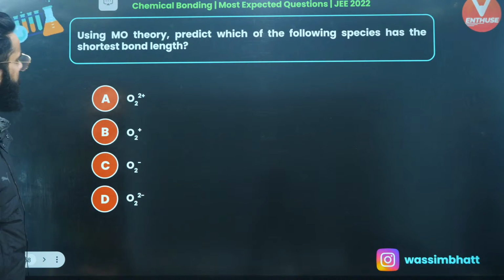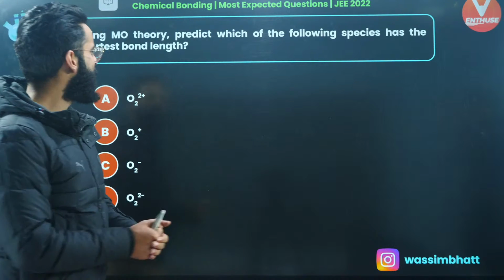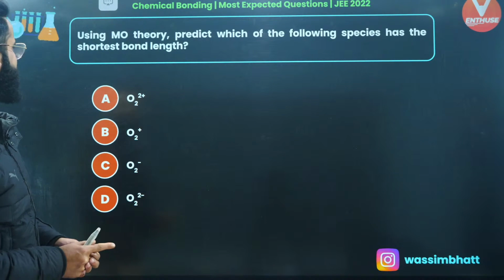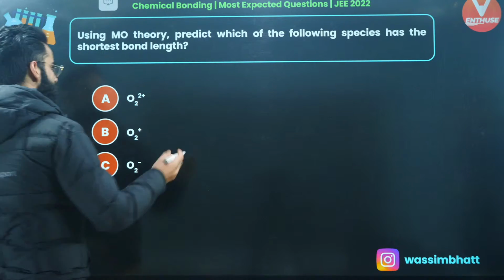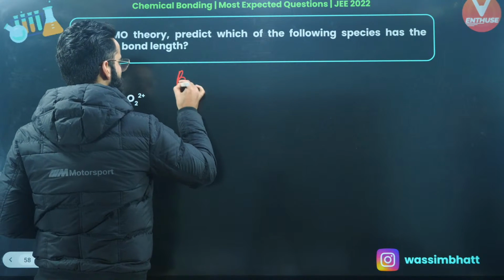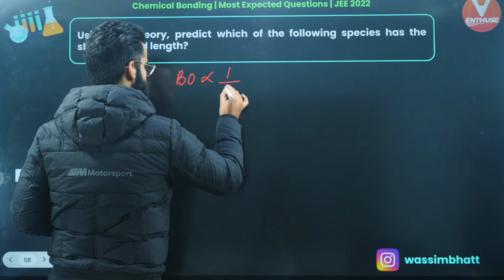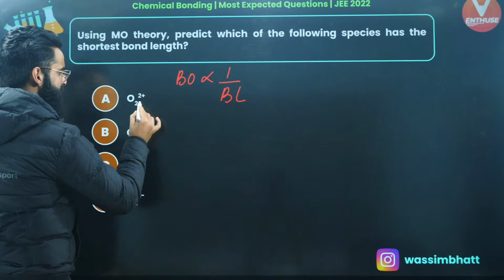Okay. Moving on to one more. Using molecular orbital theory, predict which of the following species has the shortest bond length. See, the more the bond order, the lesser the bond length. So bond order is basically inversely proportional to bond length, right? Which electron species is this?